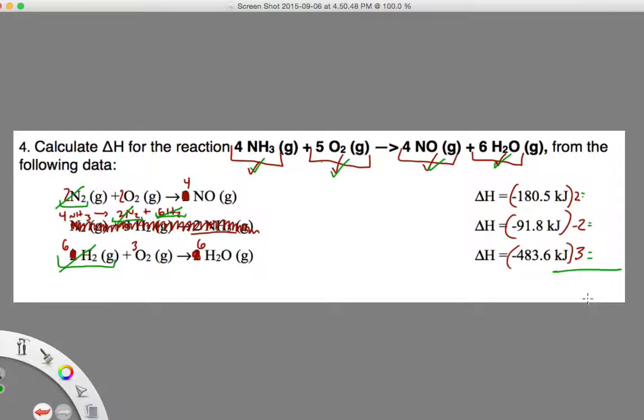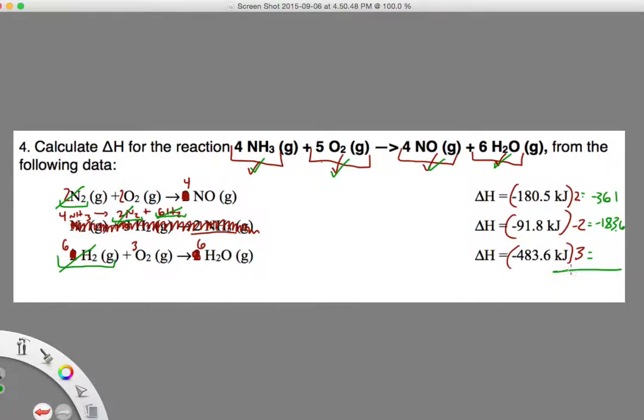So let's start off with our first equation, which is negative 180.5. We're going to multiply that by 2, and we're going to get negative 361. And that's going to be kilojoules. Now, 91.8 times 2 is going to be negative 183.6. And finally, 483.6 times 3, negative 483.